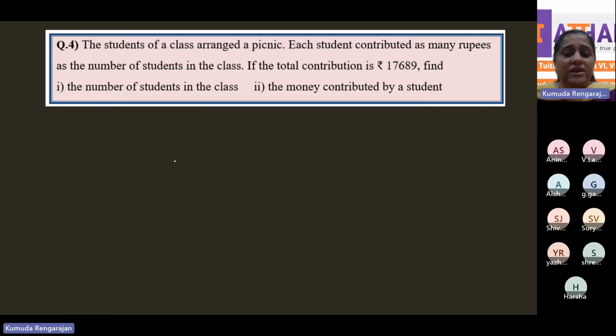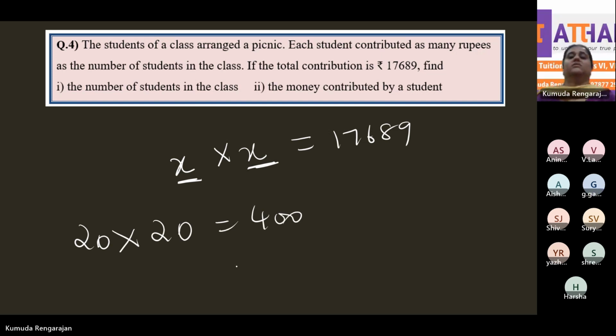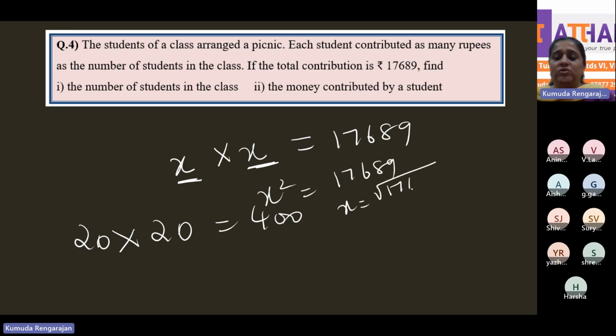So supposing there are X students, each one of them gives X rupees for the picnic. So how will you find the total contribution, number of students into the money contributed by each student? The product of this is equal to 17,689. Because if there are 20 students and each of them gives 20 rupees, what is the total money collected? 400 rupees. So that means X into X is equal to 17,689. X square is equal to 17,689. X is equal to the square root of 17,689.